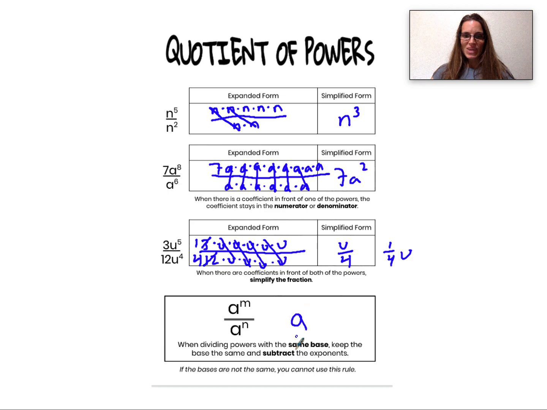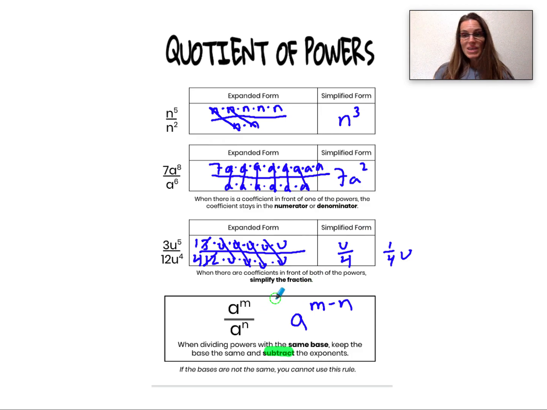The rule is when we are dividing powers with the same base. Again, you can only use this rule if the powers have the same base. Keep the base the same and subtract the exponents. So here we did 5 minus 2, which is 3, 8 minus 6, which is 2, and 5 minus 4, which is 1, which we don't write with a 1. We have an invisible exponent of 1.